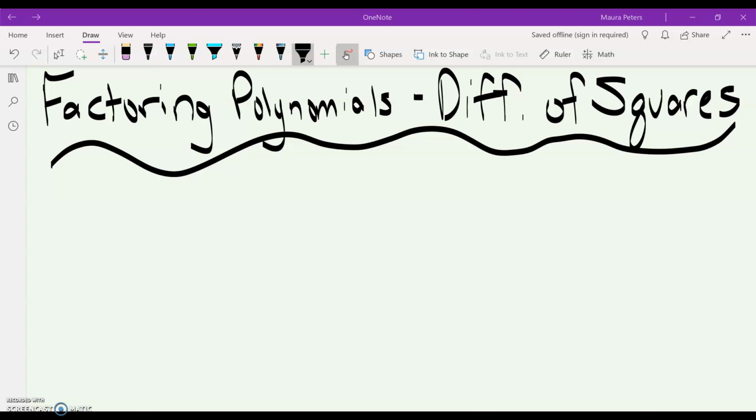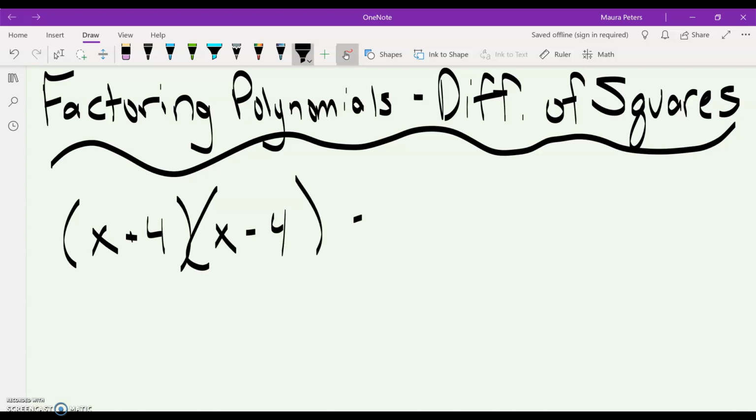Okay, today we're going to talk about factoring polynomials using the difference of squares method. What we're first going to do is start off by reviewing a little bit of concepts in terms of multiplying two binomials together and seeing what we receive. So let's take a look at the following example of x plus 4, x minus 4.